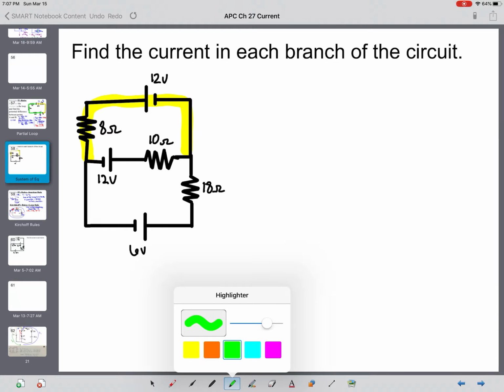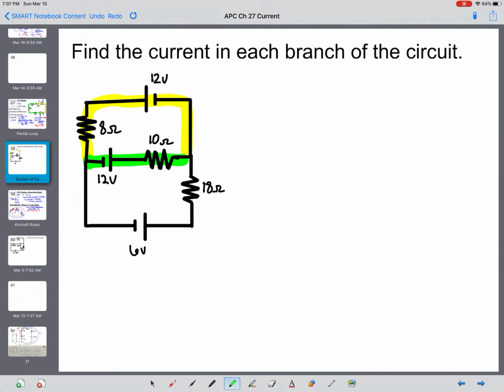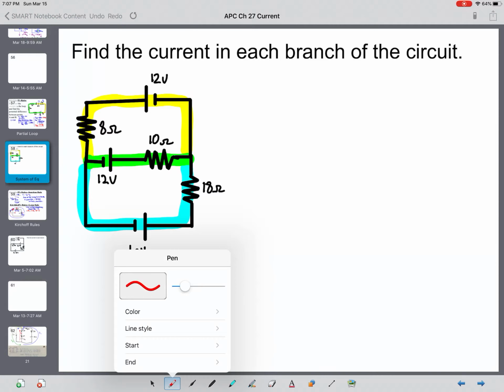One branch is across here, and one branch is down here. So we want to find the currents in each of those branches. The first thing I need to do is specify them.